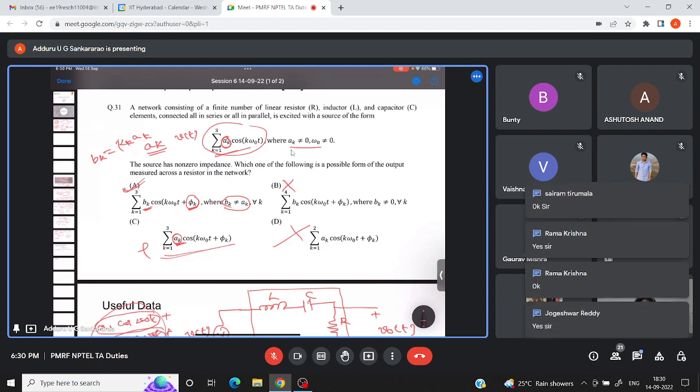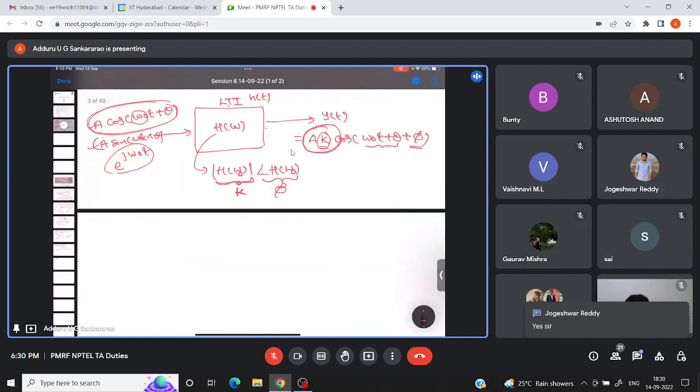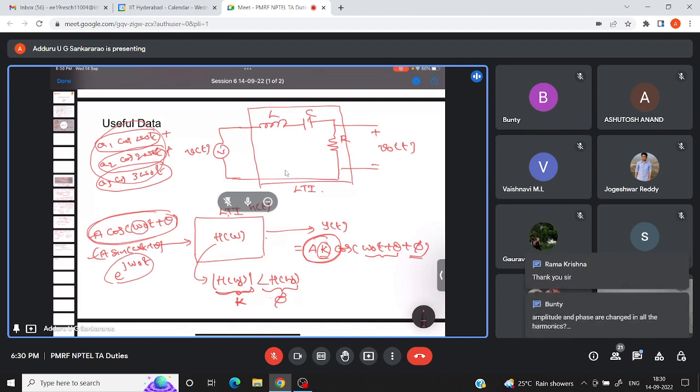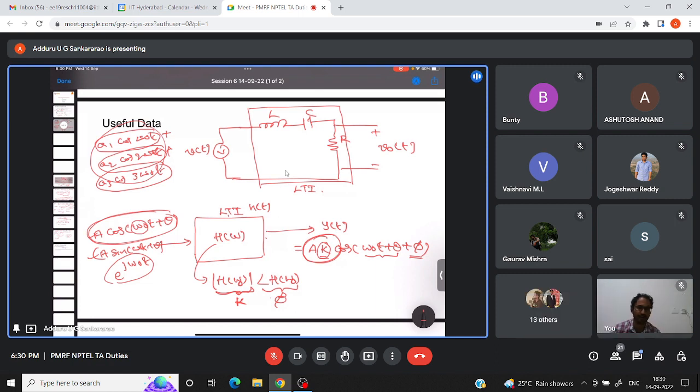If anybody did not get it, I'll explain one more thing. I think we have already solved a problem on this earlier. Fine, thank you. Since it is an LTI system, definitely, as in Bunty's question, amplitude and phase are changed in all the harmonics.